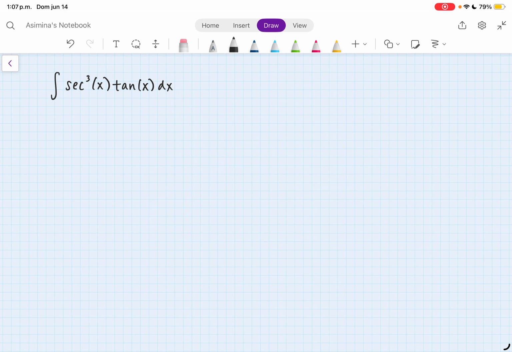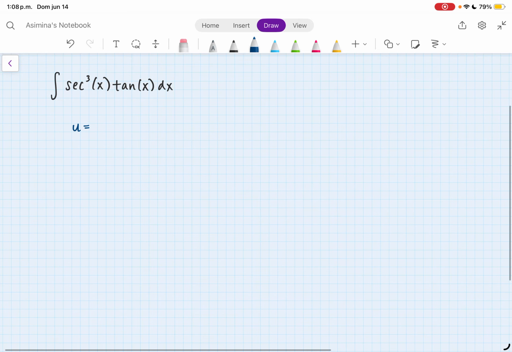Well, what do we know about secant? First of all, if we want to do u-substitution, we only really have two choices, right? We can either choose secant or tan. But what do we know about secant? We know that the derivative is secant times tan. So a tan will appear and can cancel out. So let's try doing a u-substitution with u equals secant.